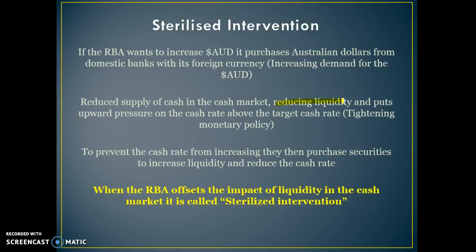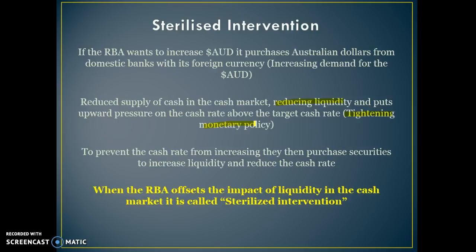So as a byproduct of the RBA buying Australian dollars off the banks to appreciate the dollar, they have reduced the liquidity of the banks and inadvertently caused the cash rate to increase, which will have the same impact as tightening monetary policy. Now the RBA aren't trying to influence interest rates or the pace of economic activity. All they're really trying to do is influence the exchange rate when they implement a dirty float.